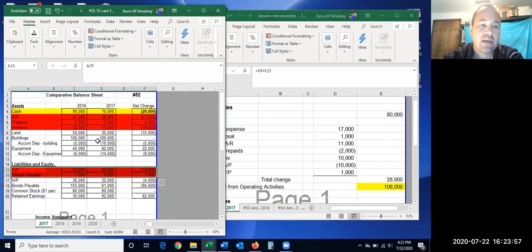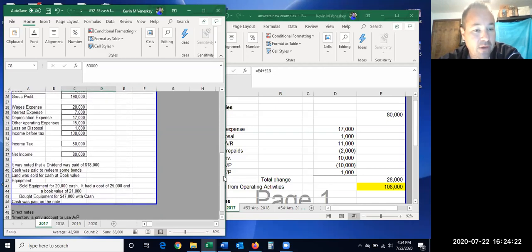I have to see if my land changed, why did it change? Did I sell land and get something else? Or did I sell land and get money? Or did I buy land? And how did I buy it? Did I buy it on account, or did I pay with cash? We have to look at our notes. All right, so land. Land went down for the year. So that means I got rid of some land. All right, why? What happened?